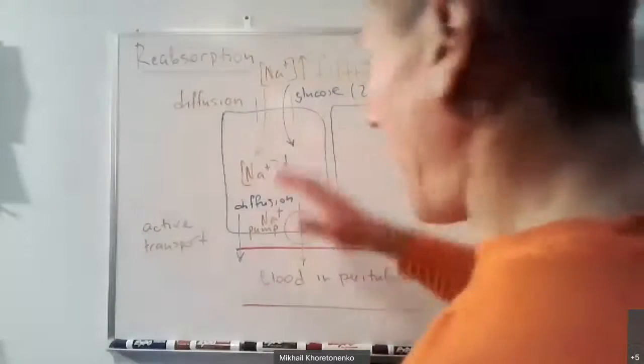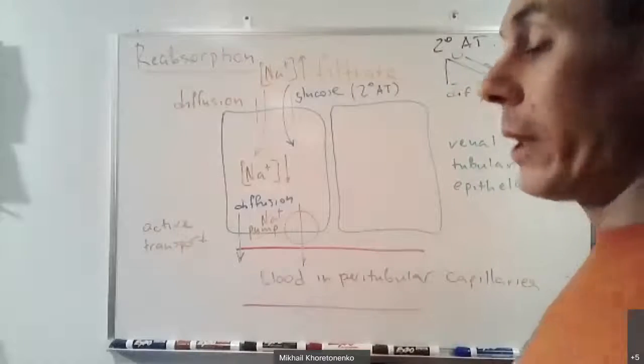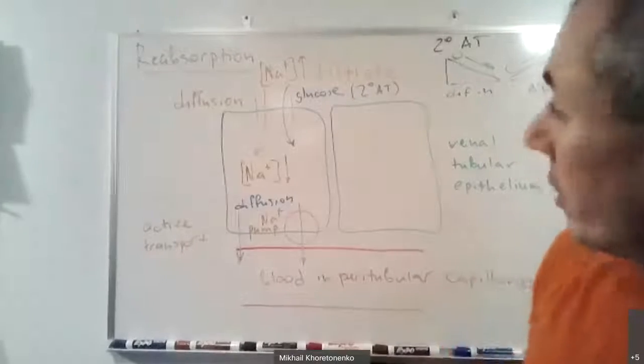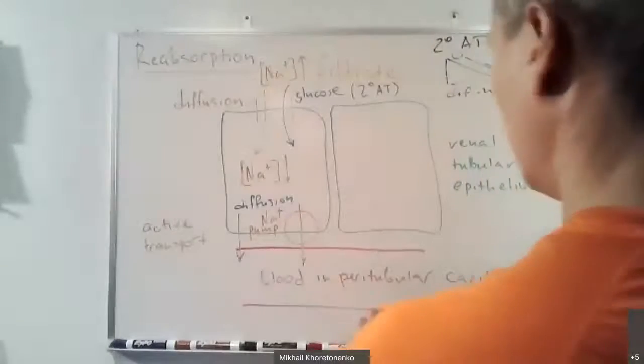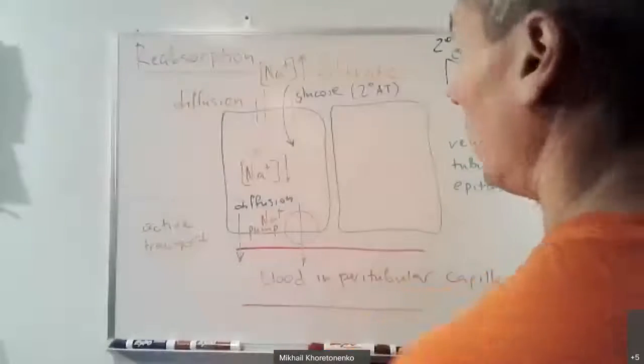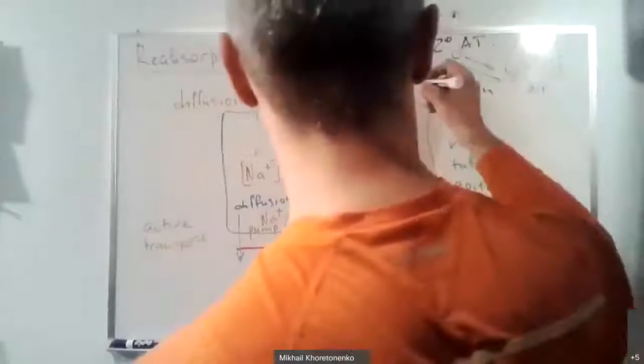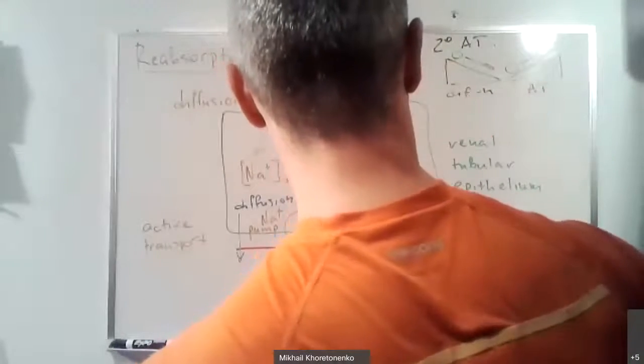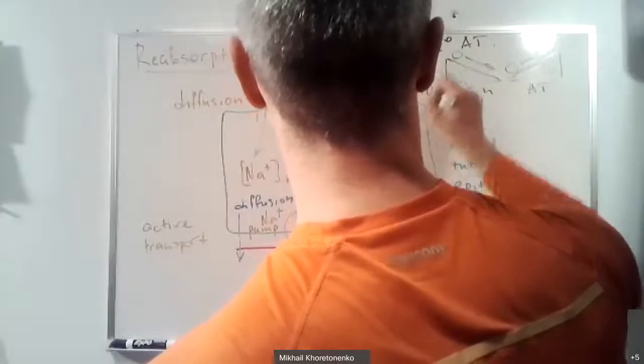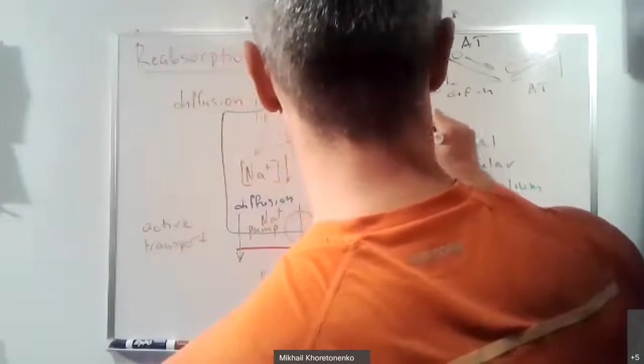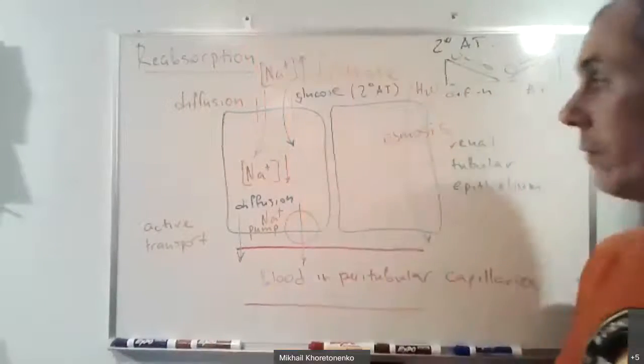Now, that's what happens with the glucose and other substances. Now, what happens to water? How is water reabsorbed? Turns out, water reabsorption is driven by osmosis. So water follows sodium and gets reabsorbed via osmosis.